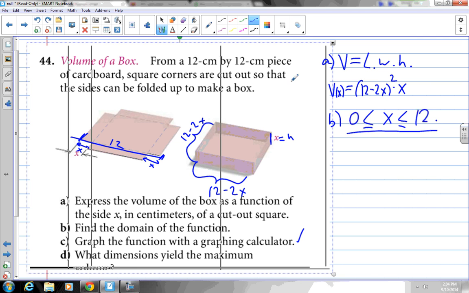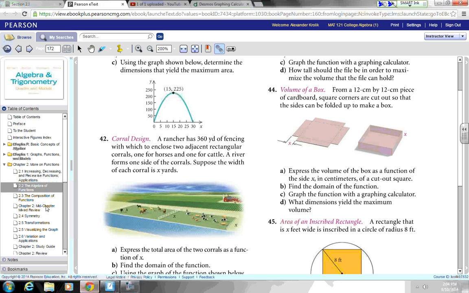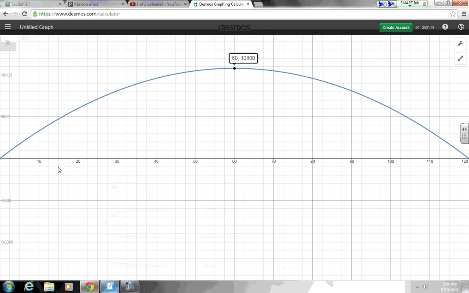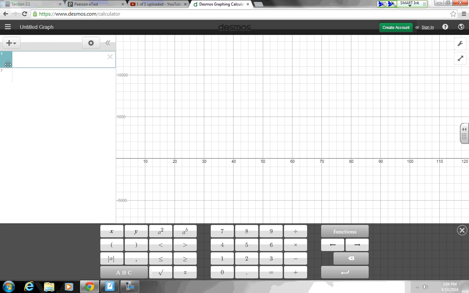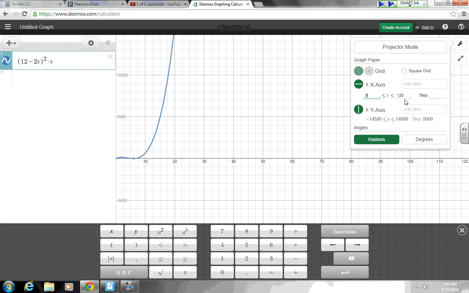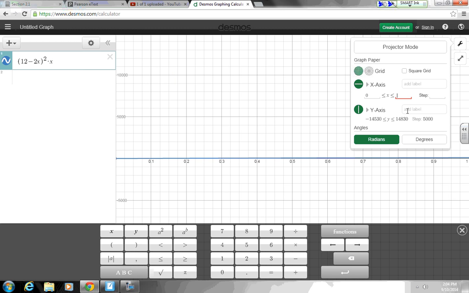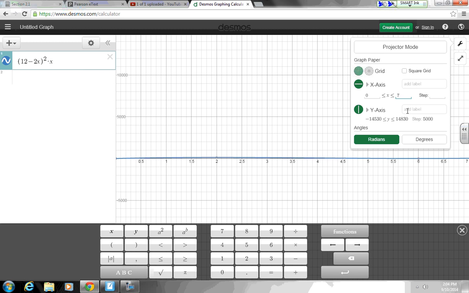So again, I can just type in this function as it appears into my newly discovered graphing tool. So what is my function? It's 12 minus 2x, squared, times x, right? Now, you see, I didn't change my viewing window from the previous one, so I should do that. So just from 0 to, well, let's go from 0 to 7.